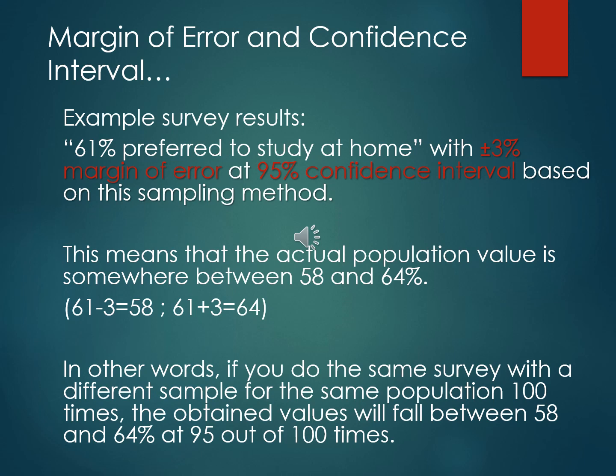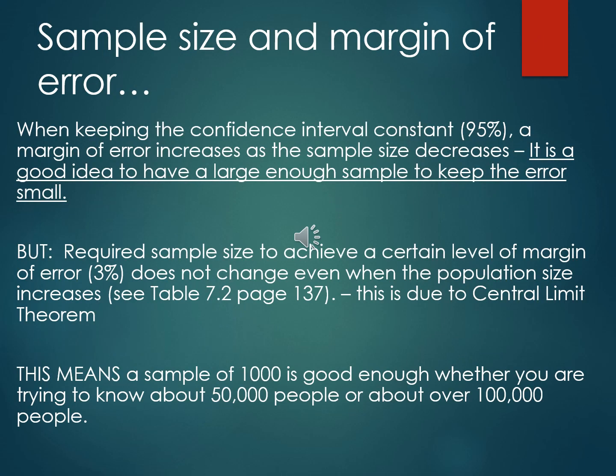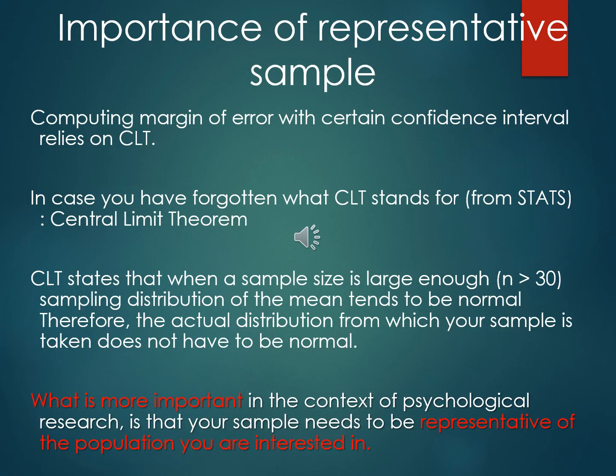So this is a recap of statistics. So when keeping the confidence interval constant, such as 95%, the margin of error increases as the sample size decreases. So again, the larger the sample size, the more accurate the survey data will be. And that's the main point that I would like you to remember.